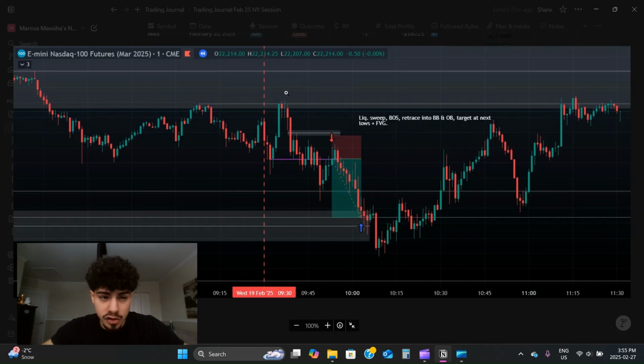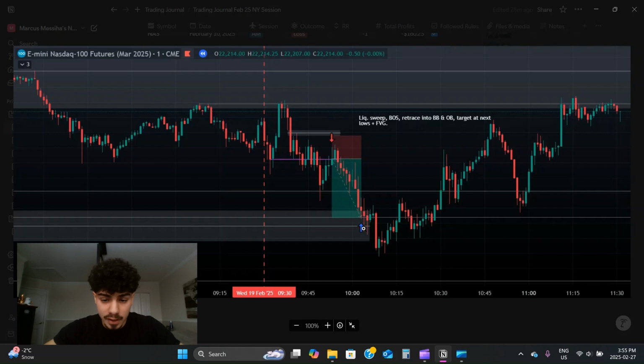So we sweep liquidity and we go back into that fair value gap that I mentioned earlier. We reject off of that, we break structure, we re-enter into the order block and breaker block over here, and then we target the next lows plus fair value gap, which is here. So you could take it at the top of the fair value gap, but there's a major low, where I took it, which is basically near the top, so there's a very good chance we're going to take that also.